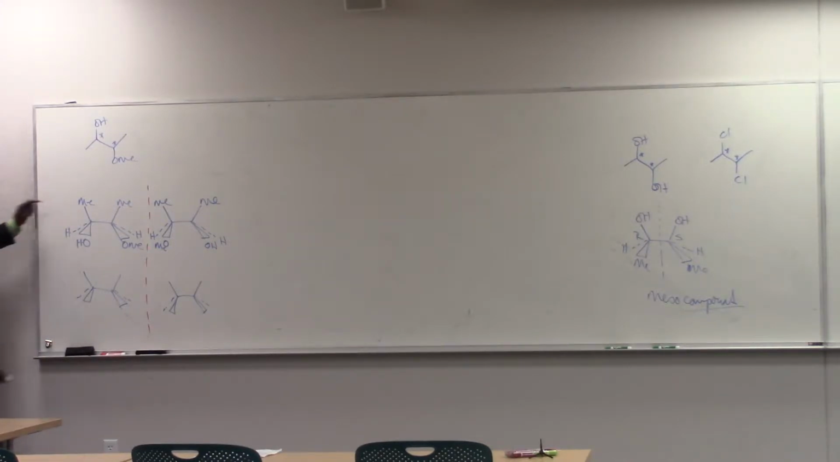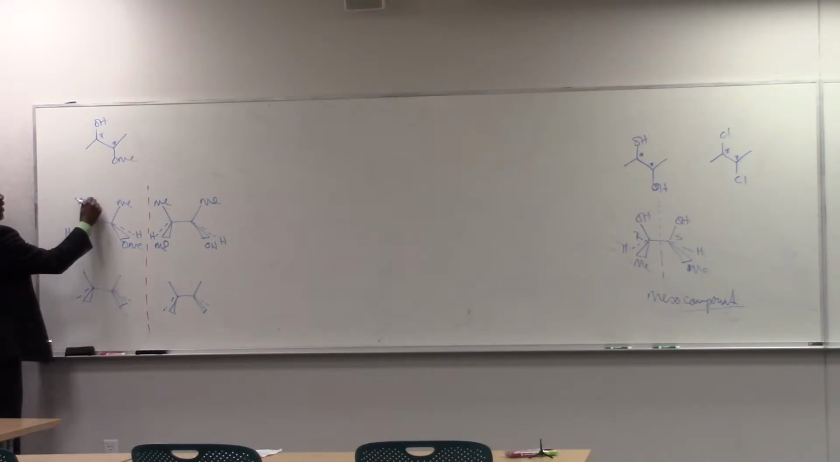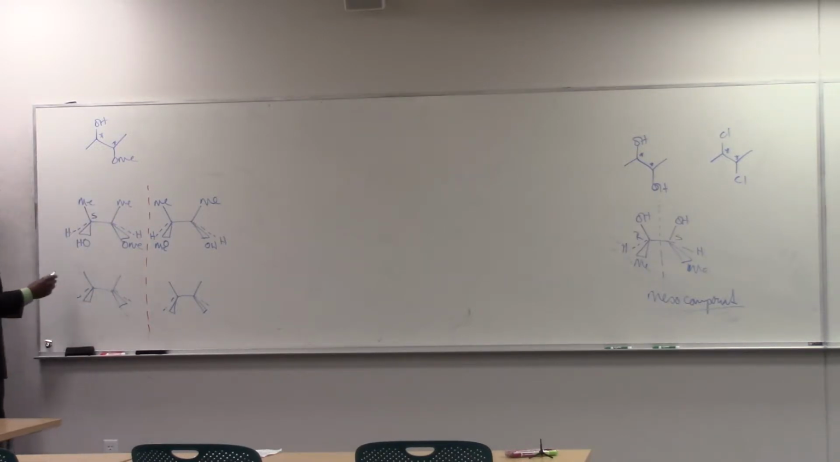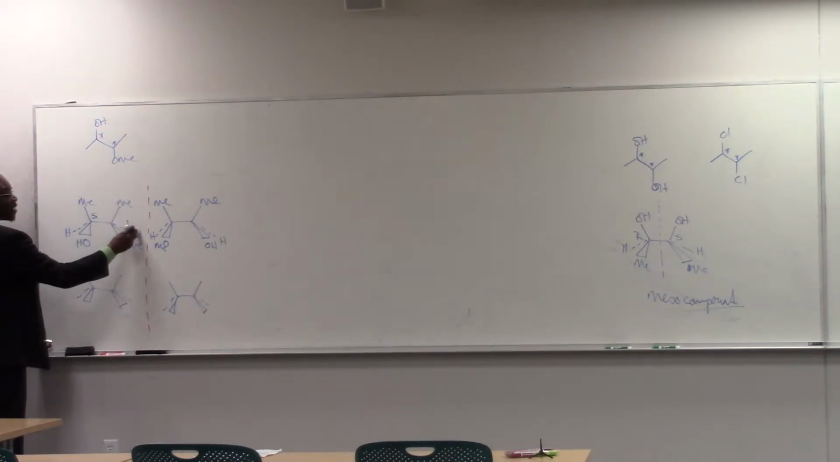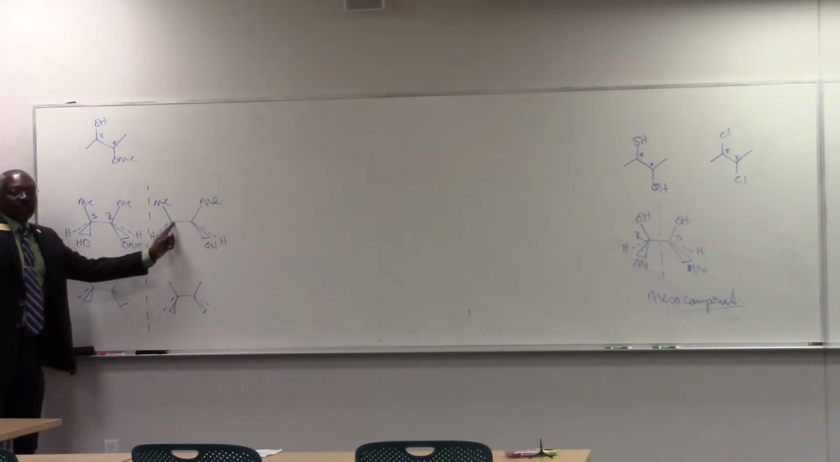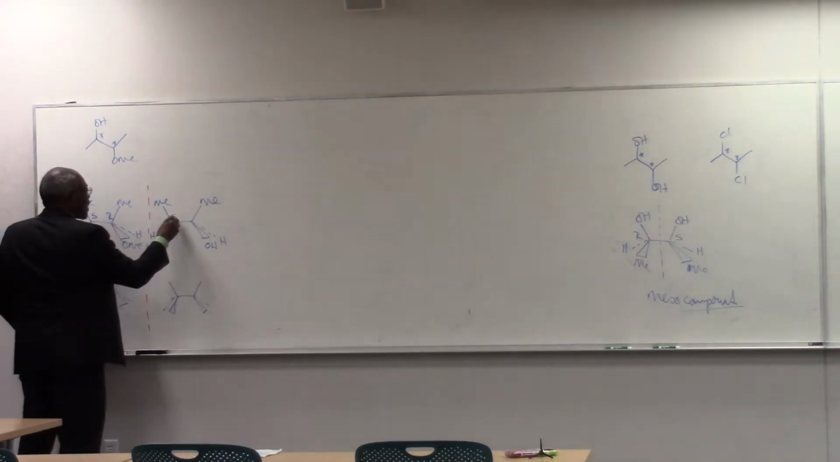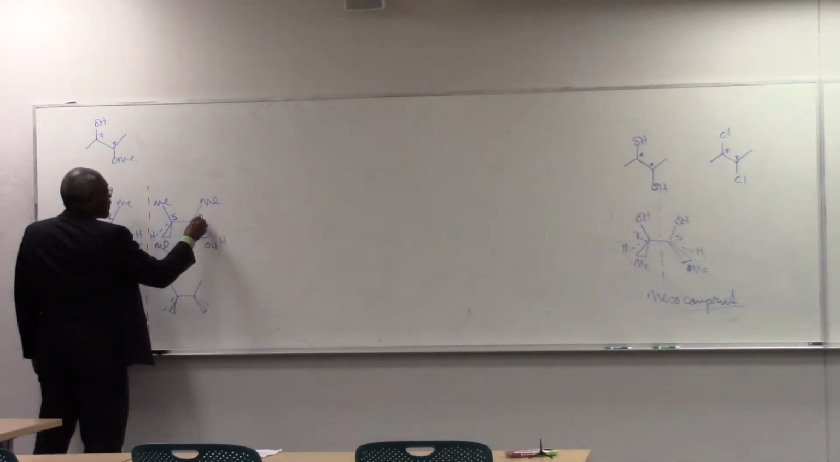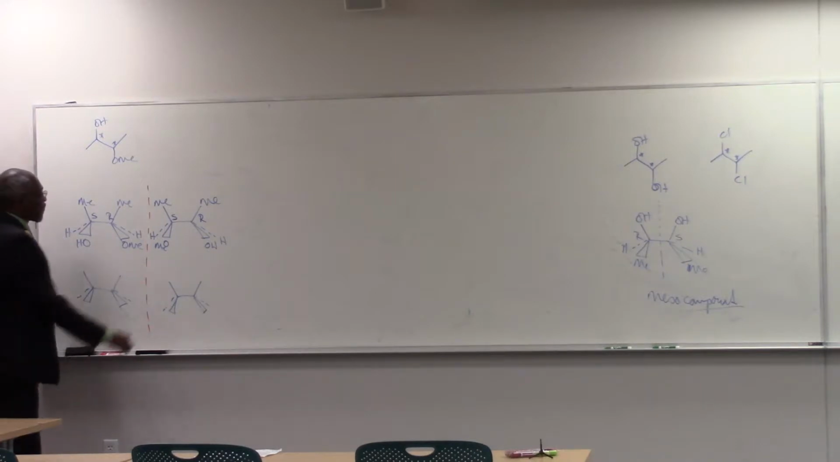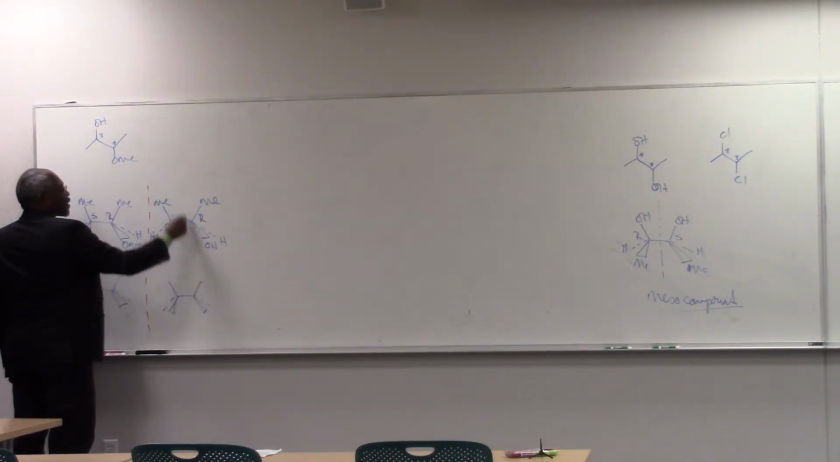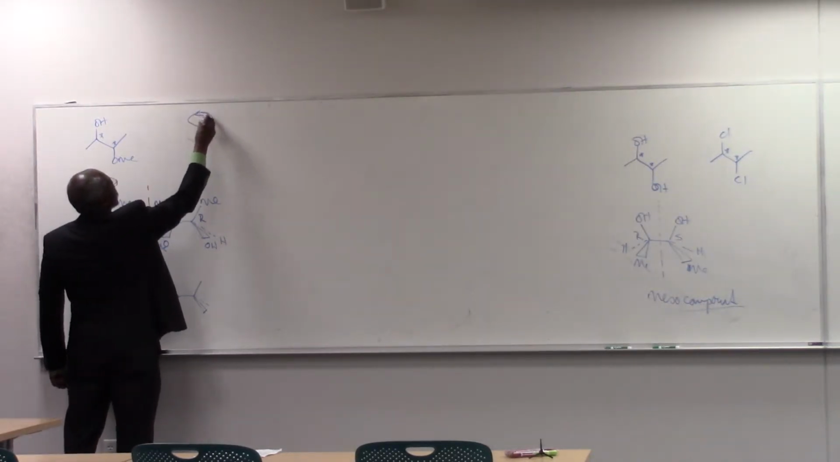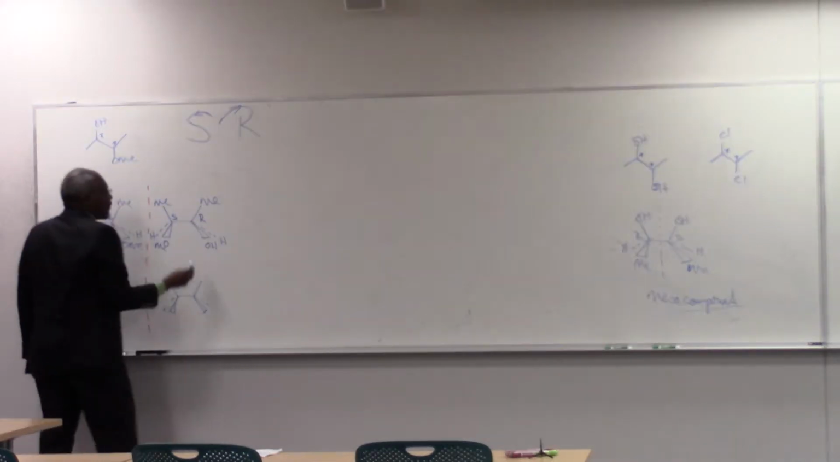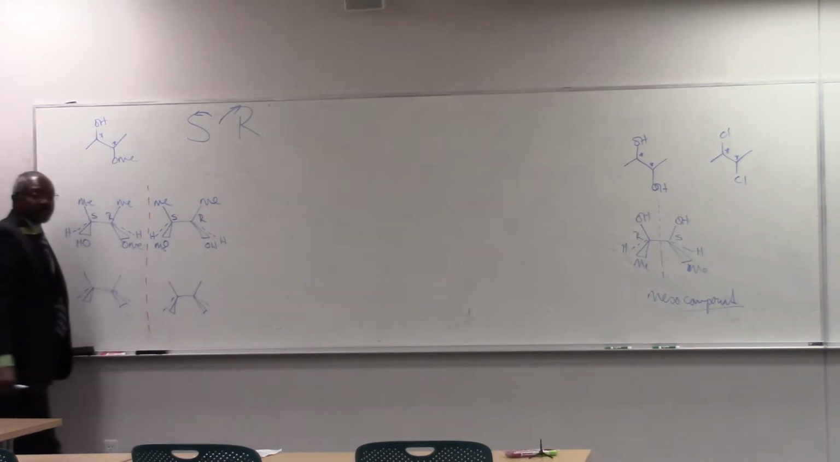What's the configuration here? First priority, second priority, third priority, H behind. So I'm going to go this way, which is anti-clockwise. This is S. First, second, third, the H behind. I'm going this way, this is R. In the mirror, if this is R, this must be S. It's the mirror image. And if this is S, the one with OH, this must be R. Now it has to be that way, but I'm just going to work it out for you anyway. 1, 2, 3, H behind, anti-clockwise, S. Right? 1, 2, 3, clockwise, R. Okay.